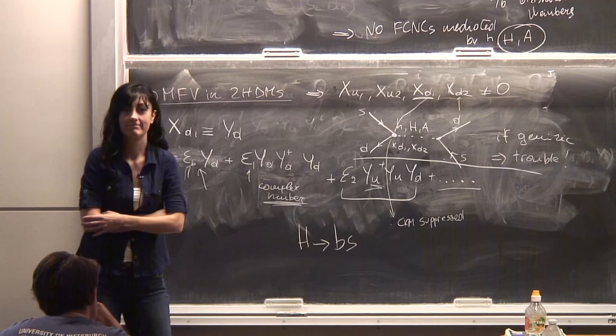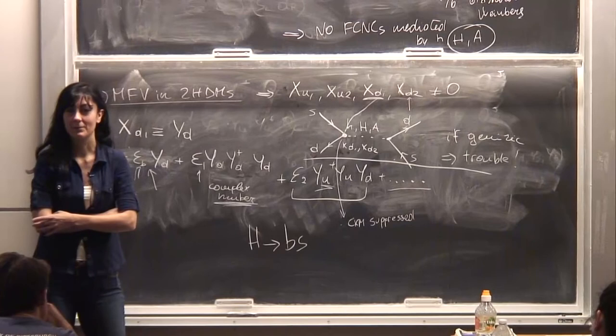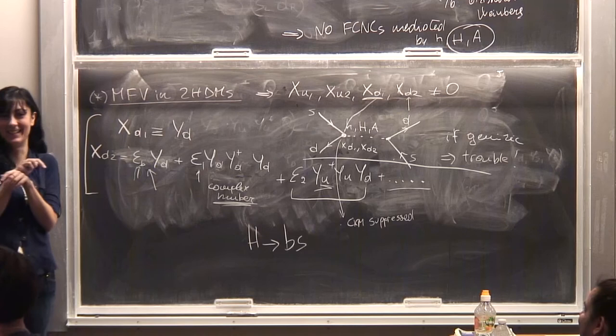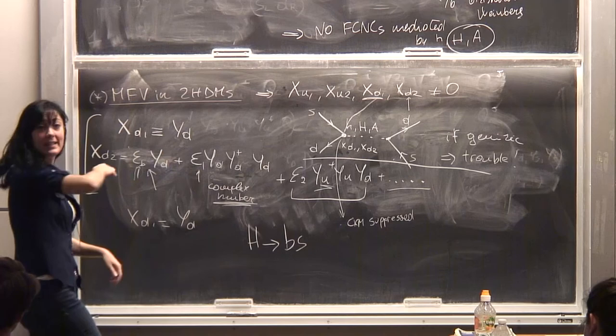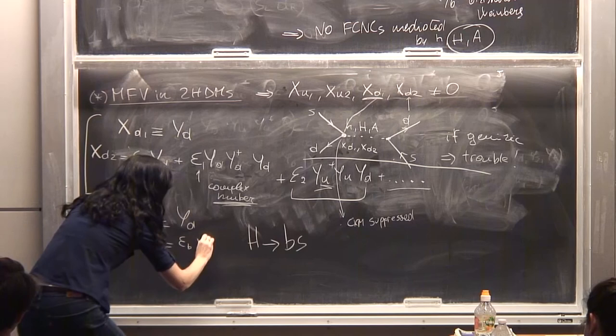Yeah, I agree. Yeah, that's right. Also, maybe we can speak offline, I feel a bit of pressure. But okay, the last thing, because I think it's quite interesting. So you can truncate this expansion at the first order. So you write this epsilon b Yd. You could truncate it.